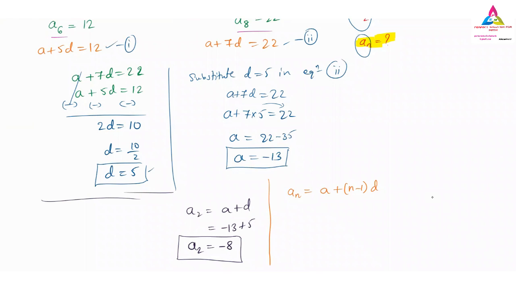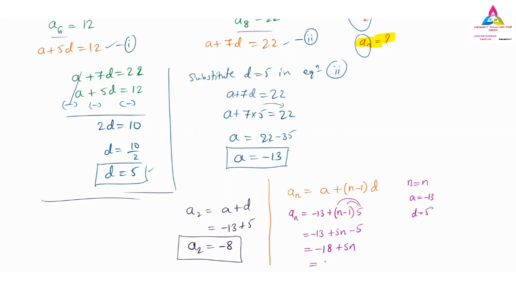So let us take down that n value as n itself. A value already found. A value is minus 13 and D value is nothing but the 5. Substitute that formula. So an is equals to a value is minus 13, n value don't know, and d value is 5. So multiply that 5 with both sides. So minus 13 as it is, 5 into n is 5n, and 5 into minus 1 is minus 5. Minus 13 minus 5 is minus 18, and here we have 5n.